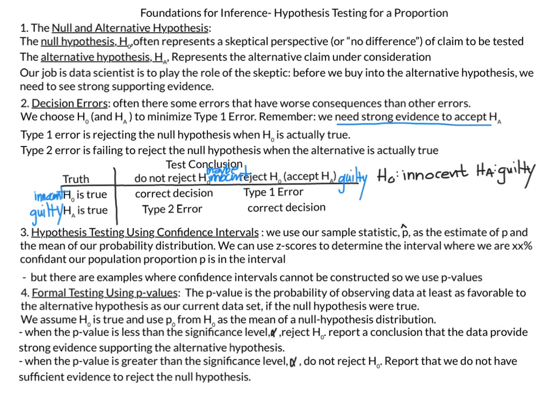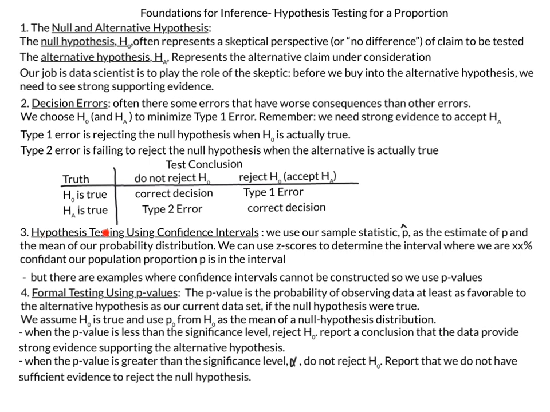To summarize, we're going to choose H0 and HA so that we need strong evidence to accept HA, and therefore we're going to minimize our type 1 error. In our decision making, we want to use probabilities. So we're going to do hypothesis testing using confidence intervals. Confidence intervals was the topic of our previous video. If you've forgotten, I totally recommend that you go over it.